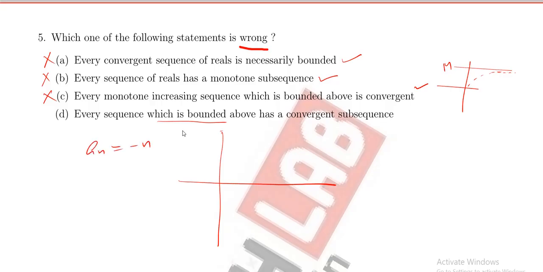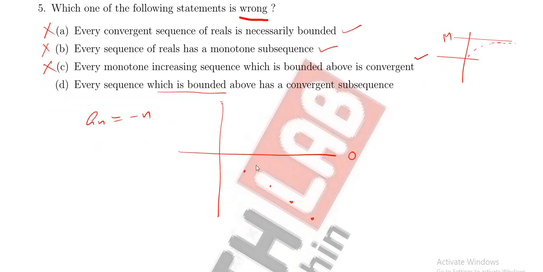All right, so you will get minus 1, and so on, and this is bounded above by 0, right? The sequence has an upper bound, and that is 0, and it goes to minus infinity. This one does not have a convergent subsequence because every subsequence diverges to minus infinity, right? So this is a false statement, therefore that's the answer. So D is the correct answer.